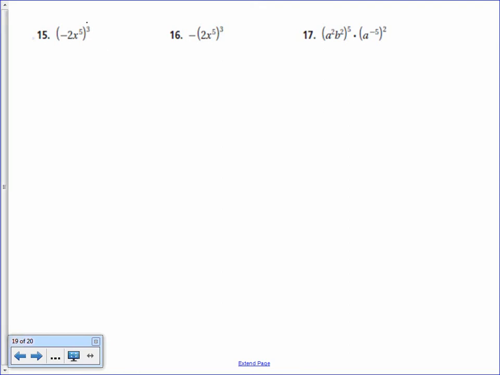All right, we'll keep chugging along on these. Distribute the 3 through on number 15. So negative 2 to the third. Remember, negative 2 times negative 2 times negative 2. Okay, that's going to give me a negative 8. x to the fifth to the third, going to give me an x to the 15th. 16. There's that negative out front, so we're just going to plop that right on the front.